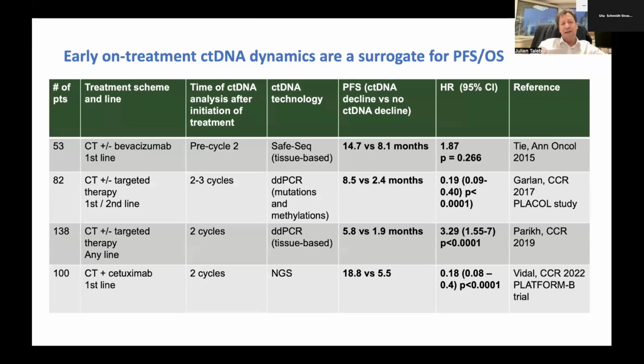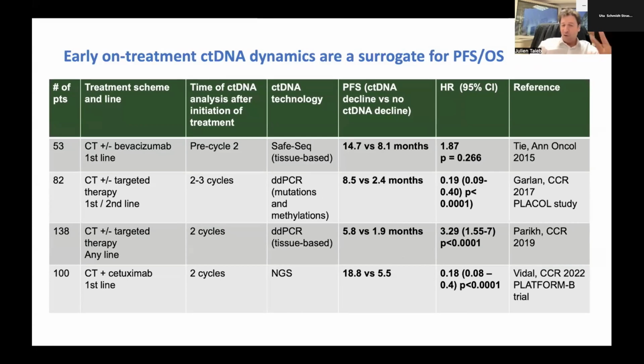Another application of ctDNA can be early on treatment as a surrogate marker of PFS and OS, and we already have quite a lot of publications on that topic. Some of them are on the table here, and you can see that in all these publications, PFS was really better in patients with a quick ctDNA decrease as compared to those who were not decreasing their ctDNA, generally at 3 to 6 weeks after treatment start. Moving from 5.5 to 18.8 months, for example, here, to 8 to 15 months, 2 to 8 months, 1.9 to 5.8 months, depending also on the treatment setting, line of therapy, etc.